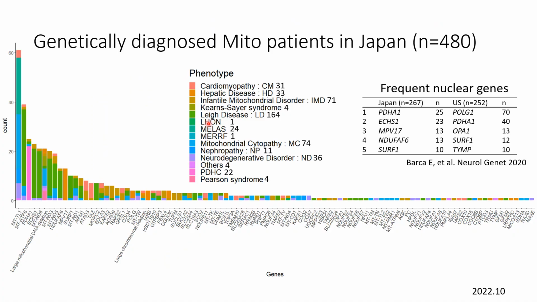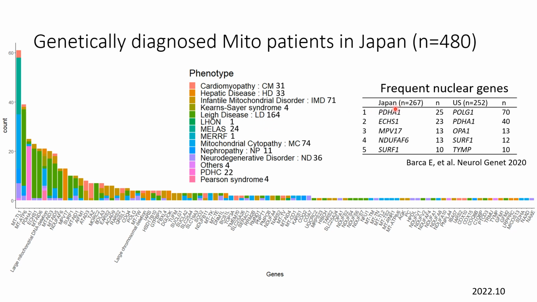This is the list of genetically diagnosed mitochondrial patients in Japan, totally 480 patients. The most common causative gene is MTTL1, including the 3243A>G mutation like MELAS. Second is ATP6, followed by PDHA1. For the phenotype, Leigh syndrome is the most common, with 164 patients.